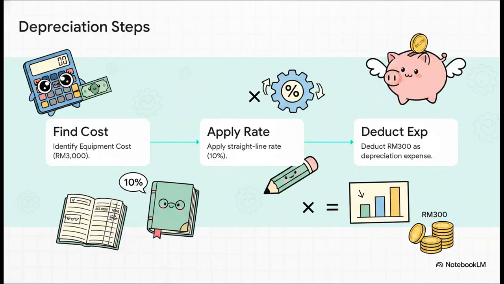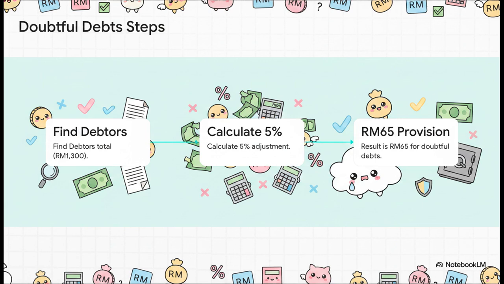Next up, we have to tackle equipment depreciation. And notice just how beautifully simple the straight line method makes this calculation. We jump back to our trial balance, we find the raw equipment cost, which is RM 3000. Our note says we need to depreciate at 10% per annum using that straight line method. Okay, so RM 3000 multiplied by 10% gives us a nice clean RM 300. That RM 300 right there, that is our depreciation expense for the year. Simple as that.